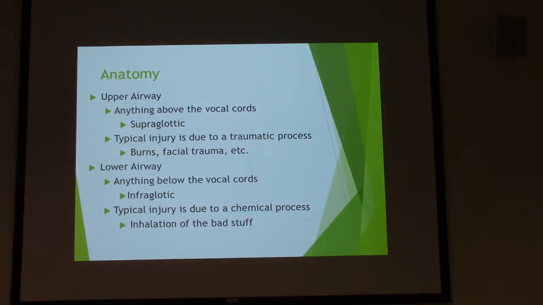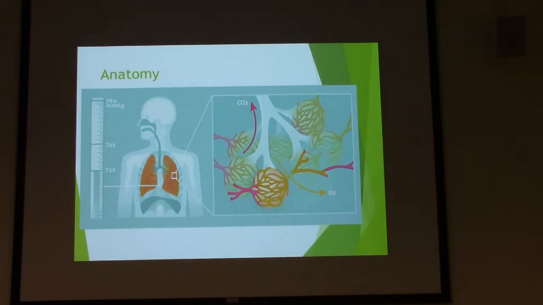We consider anything in the upper airway to be anything above the vocal cords. Most of the time what we see here is injury due to a traumatic process: burns to the face, superheated air, steam. Those are the types of injuries we'll see with the upper airway. In the lower airway, a lot of the time the chemicals get down deep into the alveoli itself, and it can damage the alveoli, or there may not be enough oxygen for the gas exchange to actually occur.